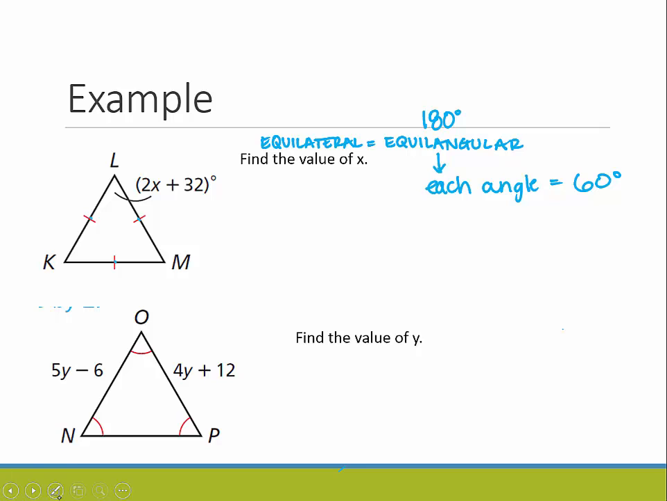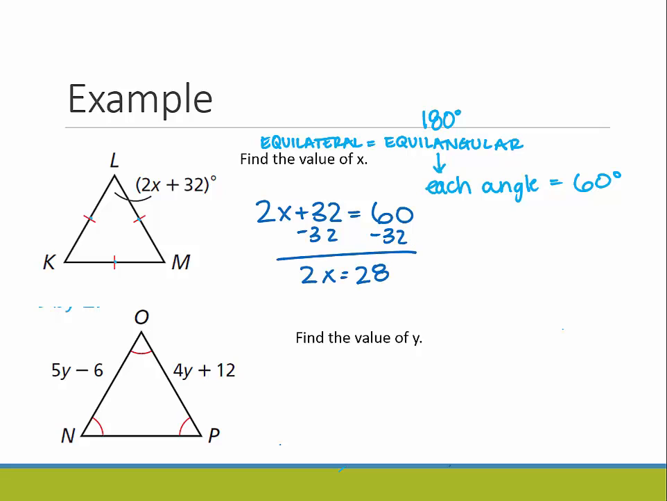So that makes this problem really easy. I know that this angle right here, this 2x plus 32, has to be equal to 60. And then all I got to do is subtract 32 from both sides and divide both sides by 2. And we get x is 14. And remember, we're not trying to find the degrees because we already know it should add up to 60. We're just trying to find out what value of x would make that true.